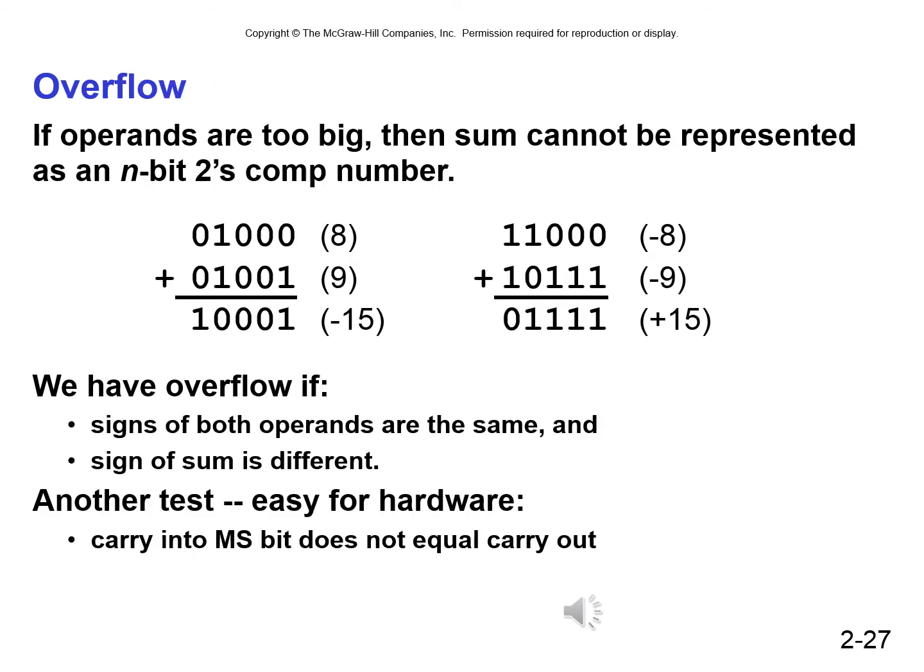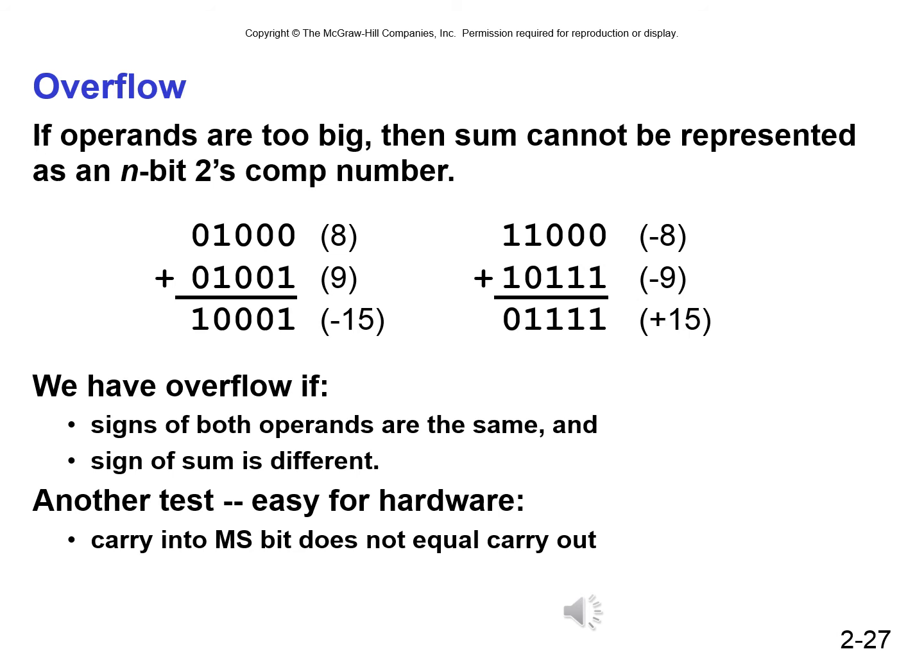Next up, overflow. If the result of two operands, the sum, let's say, is too large to be represented in the number of bits being used, you get what's called overflow. If the signs of both operands are the same and the sign of the sum is different, you've got an overflow issue. Another easy test for the hardware is if the carry into the most significant bit does not equal the carry out.